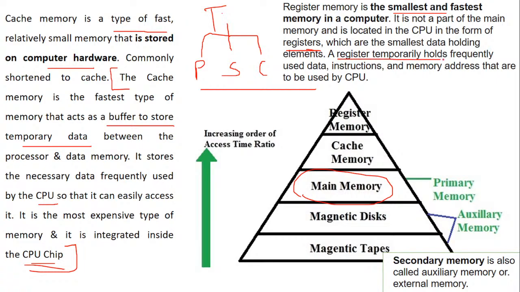A register temporarily holds, and this is very, very important, a register temporarily holds frequently used data, the instructions as well as the memory addresses that have to be used by the CPU.